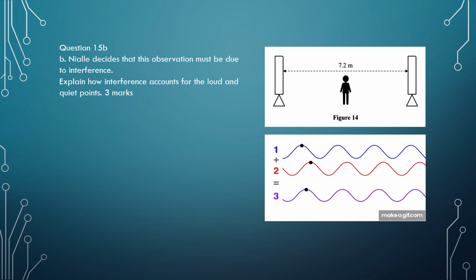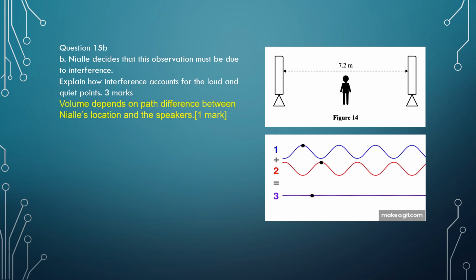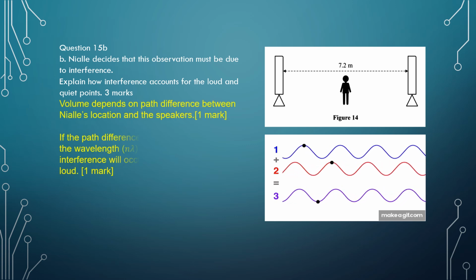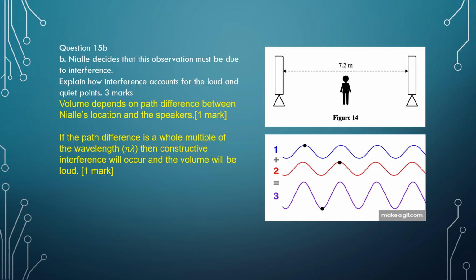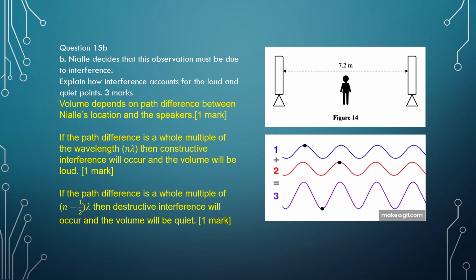Volume depends on the path difference between the location and the speakers. If the path difference is a whole multiple of the wavelength, then constructive interference will occur and the volume will be loud. If the path difference is a whole multiple of half wavelength, then destructive interference will occur and the volume will be quiet.